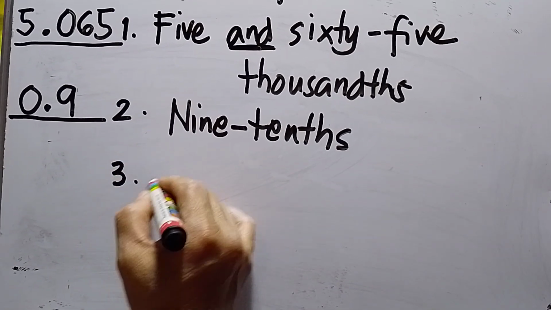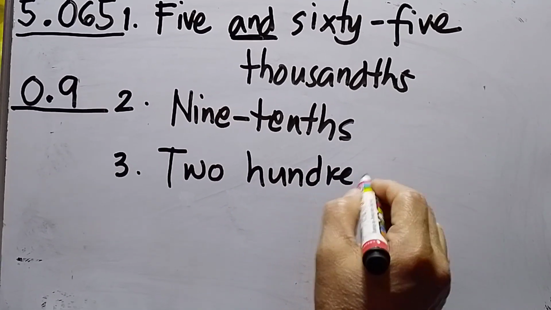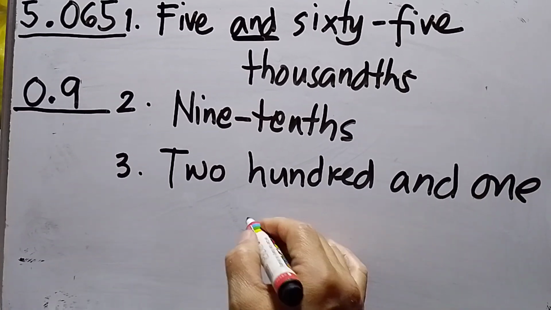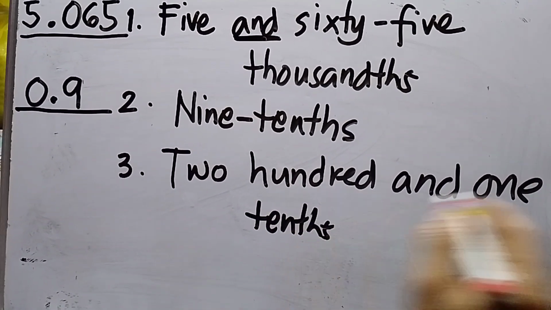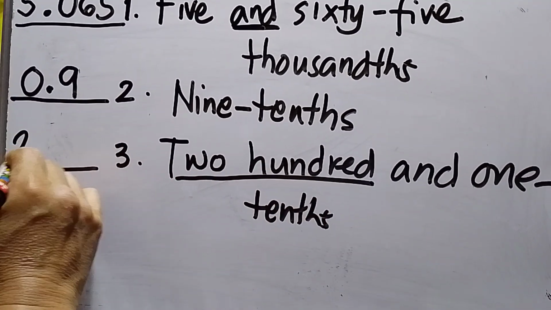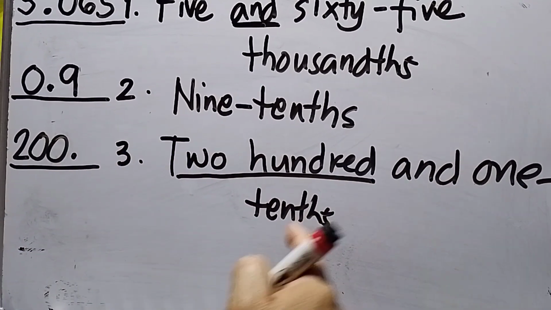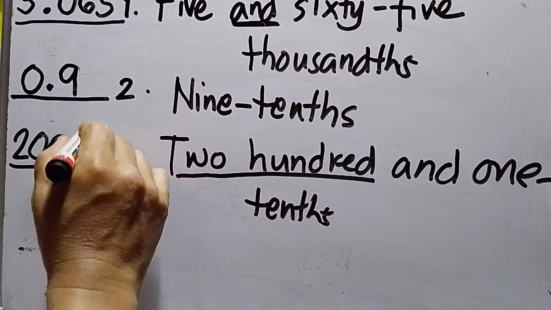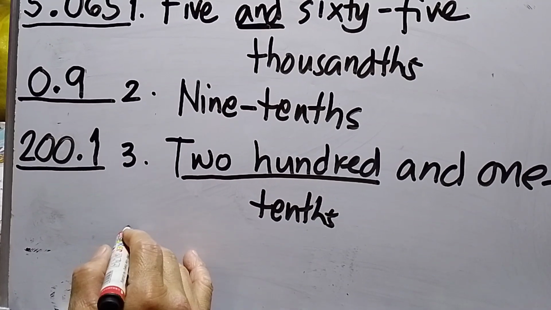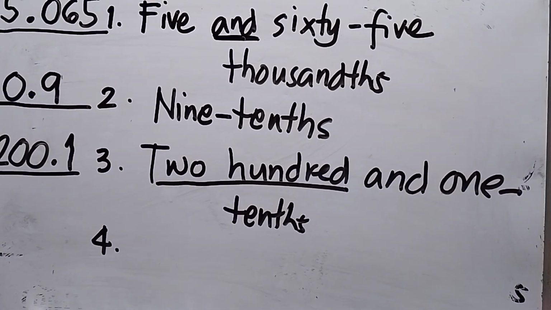How about number 3? 201 and 1 tenth. So 201 is the whole number, and then the dot, 1 tenth. The first digit in the decimal is the tenths place. So I have here 201.1, which we read as 201 and 1 tenth.